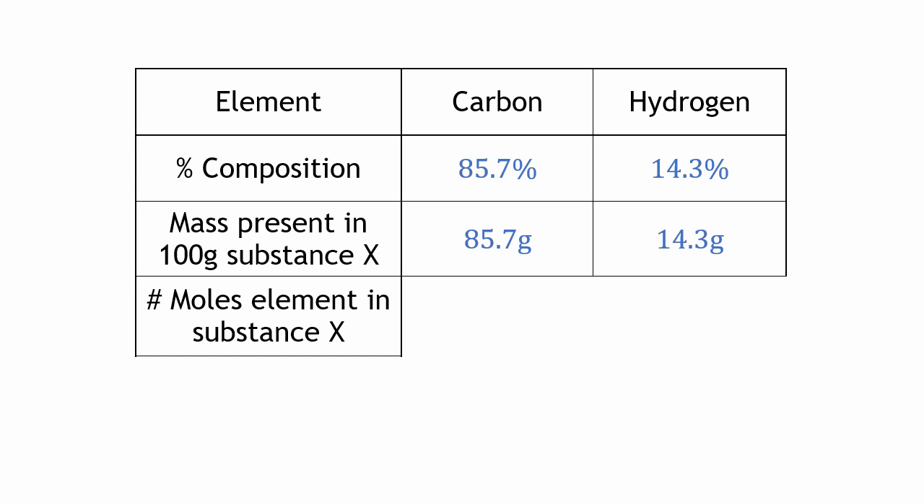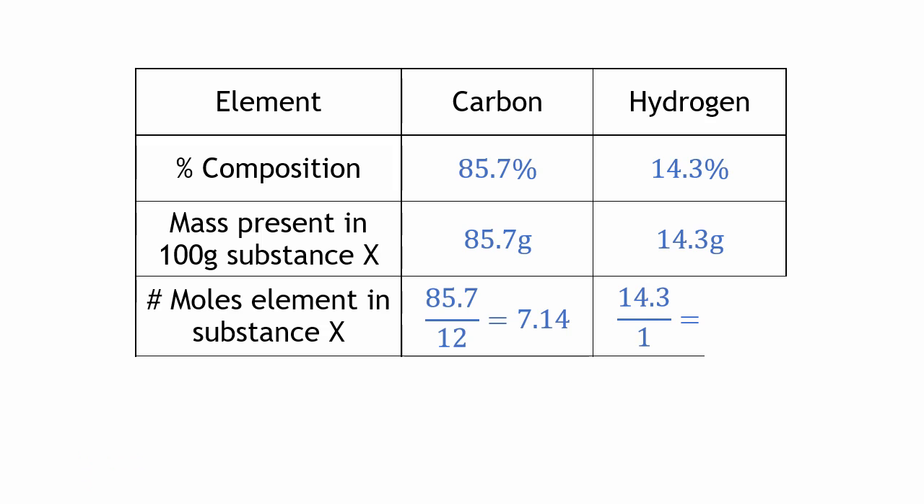And the AR of carbon is 12. That's according to the periodic table. We find that in 100 grams of this substance, there will be 7.14 moles of carbon. We do something very similar for hydrogen. Number of moles of hydrogen in this substance equals the mass of hydrogen, which is 14.3 divided by its AR, which is 1. And that comes out to 14.3 moles.